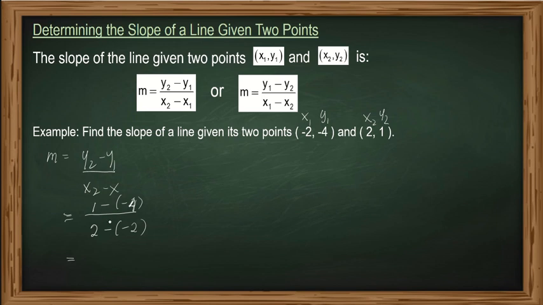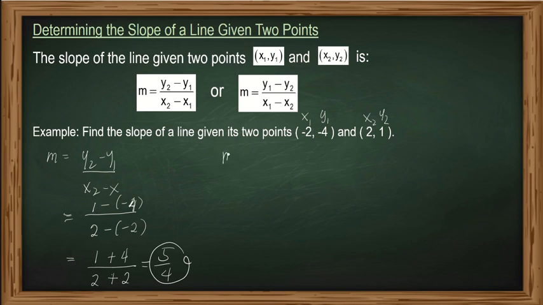Then we perform the operation. Remember subtracting integers. We keep in mind the rule keep change change. Keep the minuend 1, change the operation from minus to plus, then change the sign from negative to positive, so we have 1 plus 4. Then we have here 2, keep 2, then change minus to addition, then change negative to positive, so we have 2 plus 2. So 1 plus 4 is equal to 5, then we have 5/4 is the slope of the line.